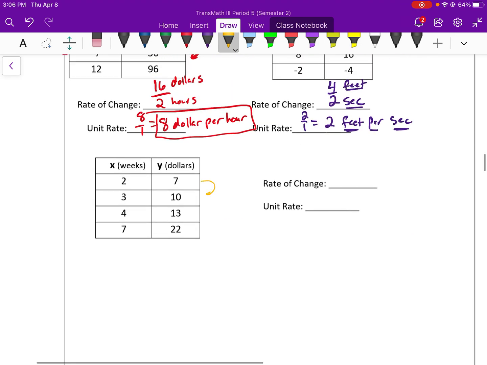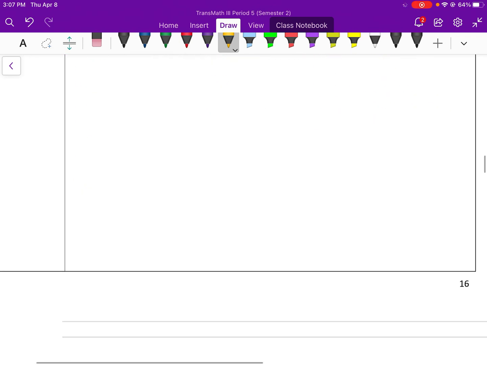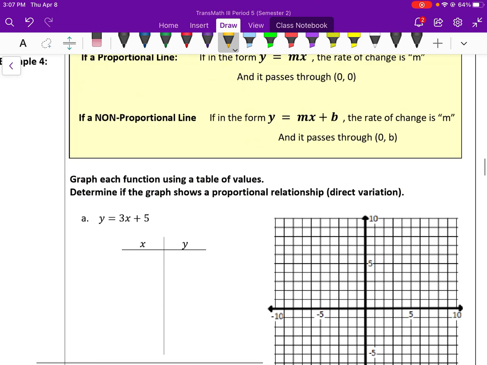All right, the next one. Change in y, change in x. We have a change of 3 and a change of 1. So the rate of change is 3 over 1, and we're talking dollars per week. For the unit rate, guess what? We already have that denominator of 1. So we're saying $3 per week in this case. All right, so there's our unit rate given a table.